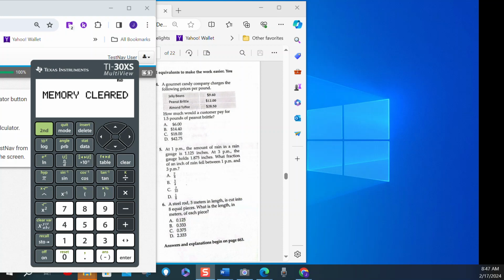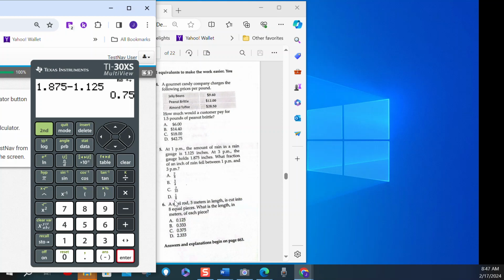Okay, number 5, it says at 1 p.m., the amount of rain in a rain gauge is 1.125 inches. At 3 p.m., the gauge holds 1.875 inches. What fraction of an inch of rain fell between 1 p.m. and 3 p.m.? Okay, so we have to do some subtraction. So let's go ahead and do the subtraction. We'll do the 1.875 minus 1.125 and press enter. So we enter these values, we get 0.75.